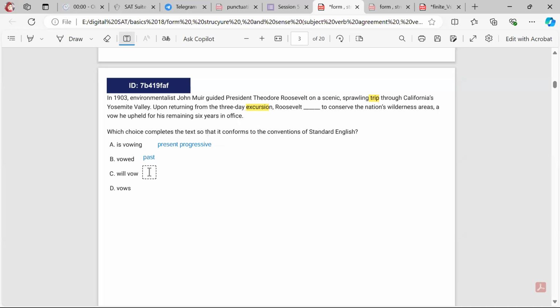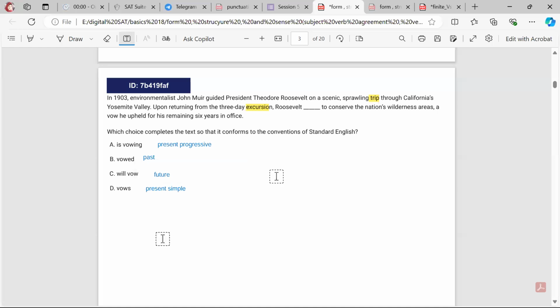Will vow, that's future. I'll write it here. That's future. Okay. Vows, that's present simple. Present simple.